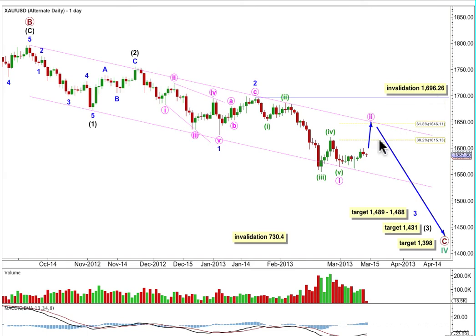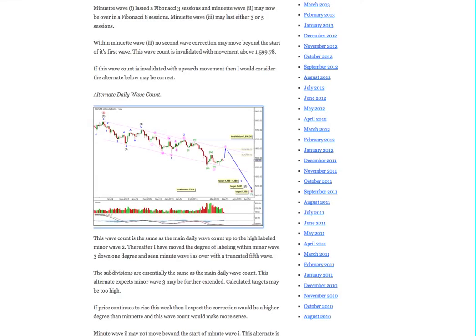Minute 2 may not move beyond the start of 1 above 1696.26. So I'm expecting my main wave count still is more likely, and we should see an increase in downwards momentum for gold next week. Movement below this price point down here would increase my confidence in the main wave count. If the main wave count is invalidated with upwards movement to a new high above this point here, I'd use this alternate and expect price to keep going up for the week to about 1646.11. So while price remains below this high and above this low, both of the wave counts will remain valid. We need price to break out of that small range in order to have clarity and more confidence as to what's going to happen next.